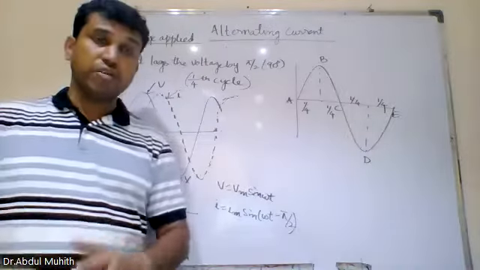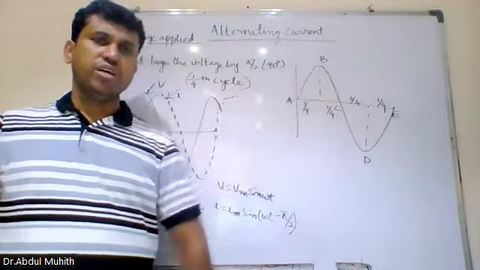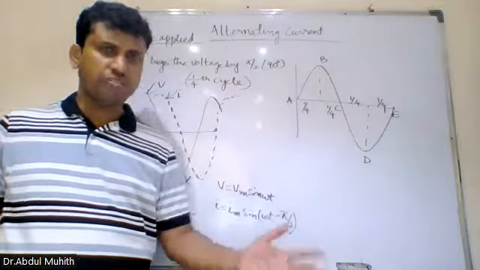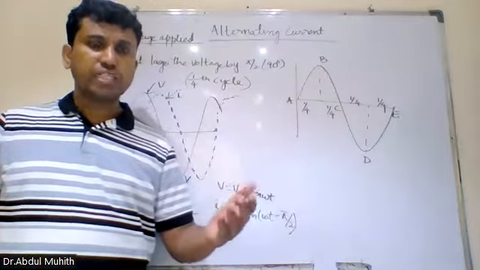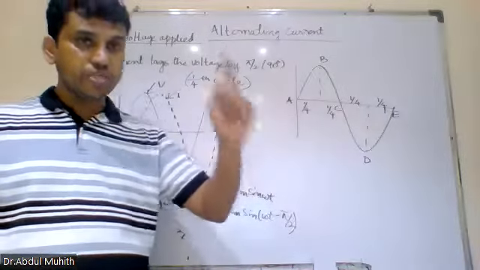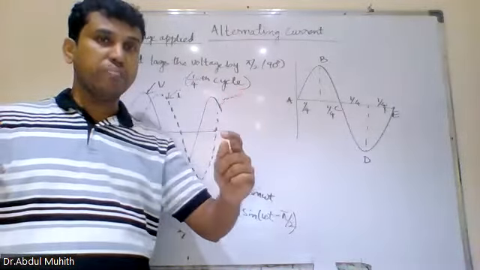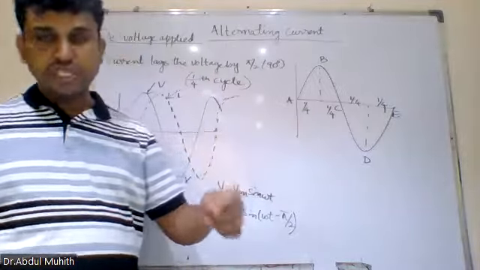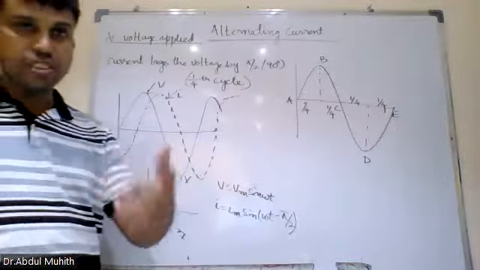Someone is asking how it exactly is working. You are saying current lags by pi/2. Is that enough? No. You should know what exactly is happening. When the voltage is increasing, current is also increasing, the flux will set up, it starts magnetizing, and energy is absorbed.